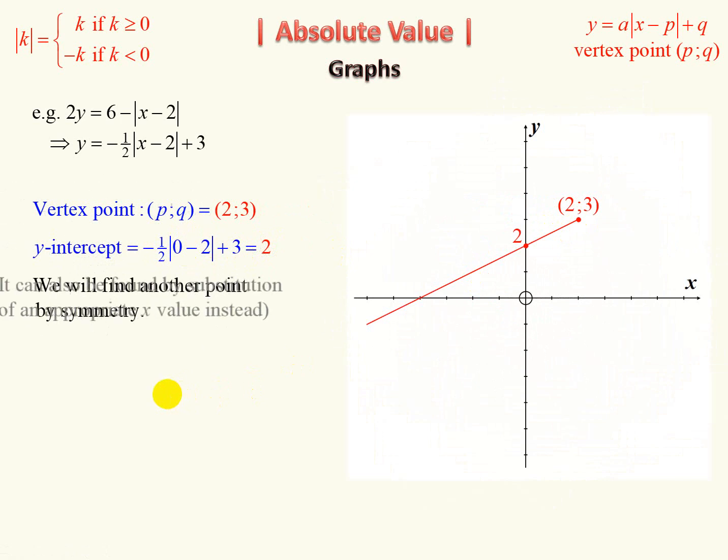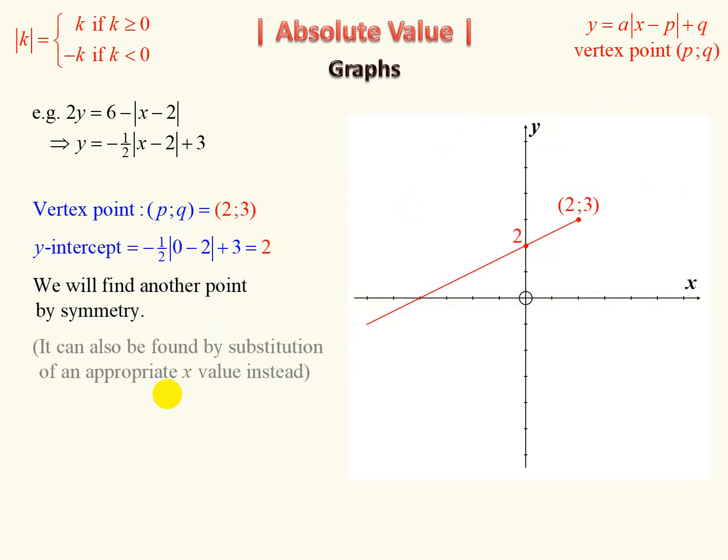Once again, we can find the other point by symmetry or substitution of the appropriate value for x. One of those values would be anything bigger than 2. But in fact, there we are, by symmetry. This far to the left, so therefore that far to the right. And there is our graph.